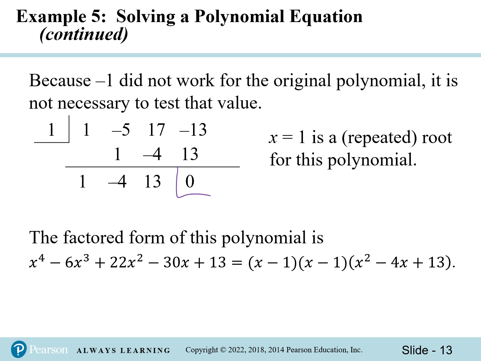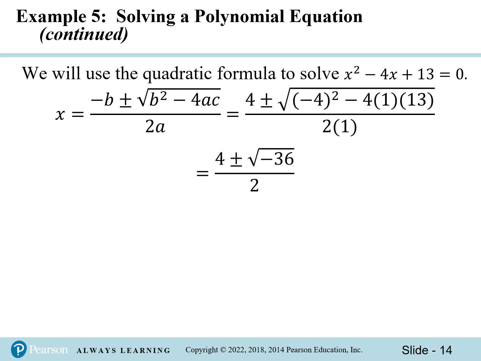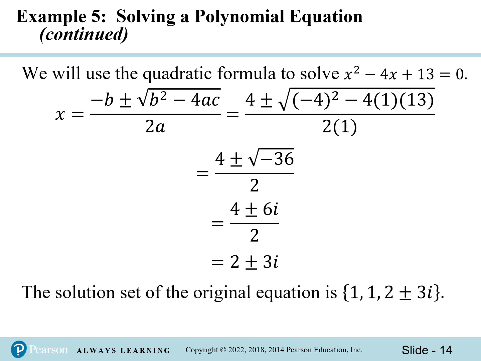So we can rewrite our original function as x minus 1 and x minus 1, and now I have x squared minus 4x plus 13. Again, there are no factors of 13 that add up to 4. Therefore, we're going to have to use our quadratic formula to solve. When we do that, we get 4 plus or minus the square root of -36 over 2, which means I have imaginary roots. So 4 plus or minus 6i over 2, that can all be reduced by 2, so it is 2 plus and minus 3i. Our solutions are going to be 1, 1, 2 plus and minus 3i.